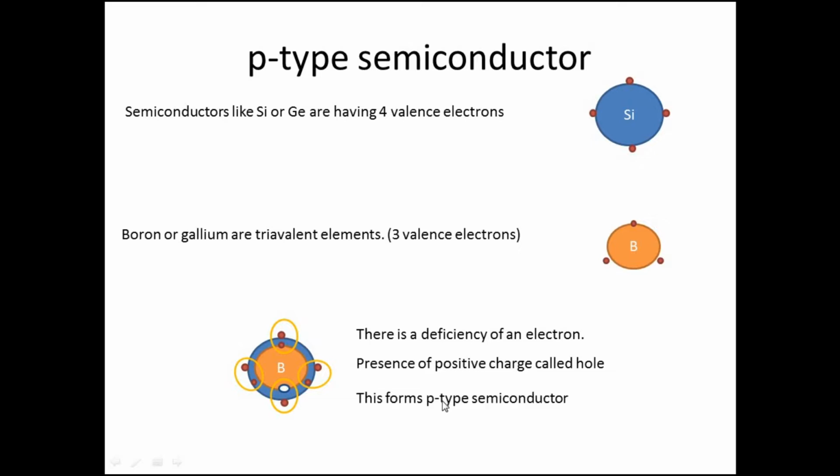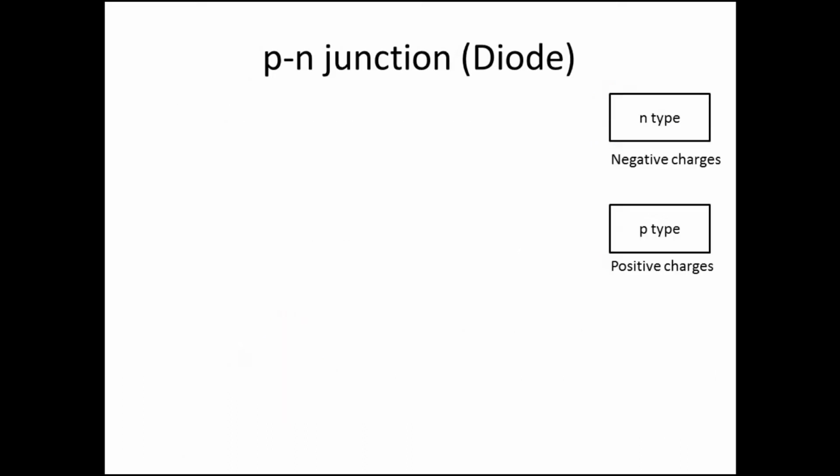So this forms a P-type semiconductor, and the P-type semiconductor has a number of holes or positive charges, and these positive charges are the reason for conduction in the P-type semiconductor. So this is how P-type and N-type semiconductors are formed, and now let us discuss how a diode is formed. A diode is actually a combination of one P-type and one N-type semiconductor.